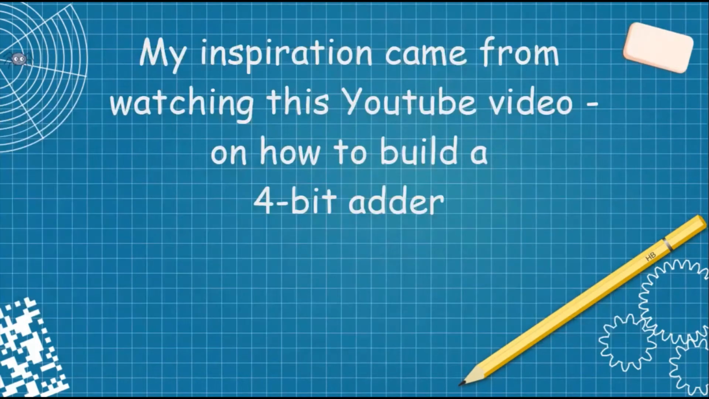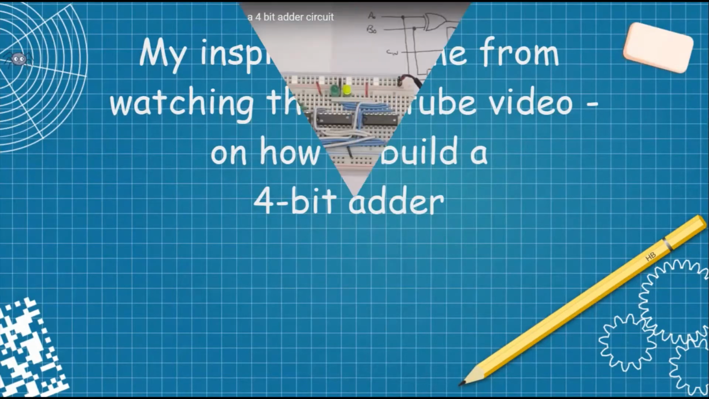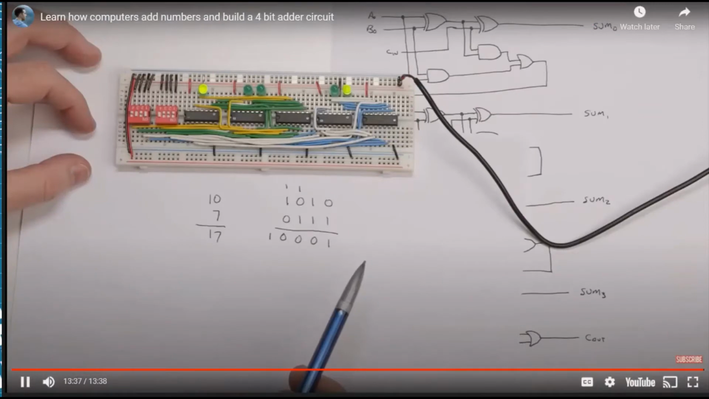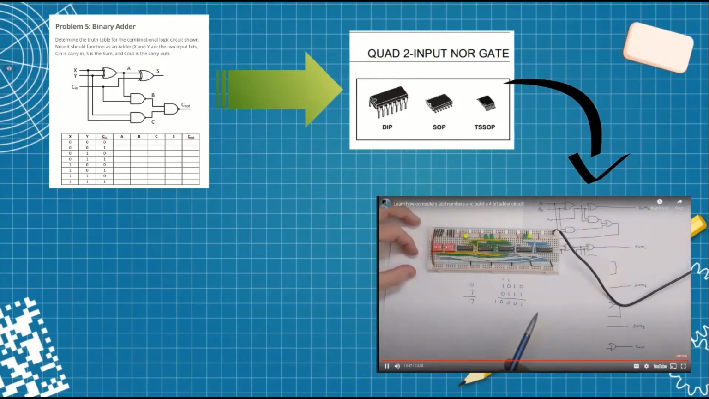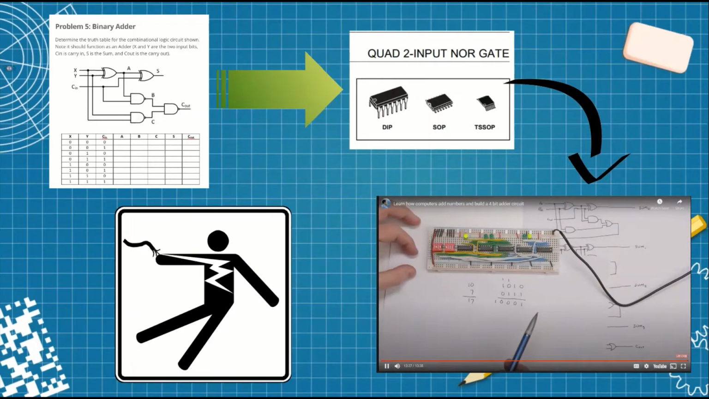So my inspiration for this video came from watching this YouTube video on how to build a 4-bit adder. This is Ben Eater building a 4-bit adder. It's a very cool video, but I can't do that. I'm always amazed that people can take a diagram like a binary adder, and then they go out, buy the parts, and then they build the thing. Well, I can't do that. I've tried, and I just get electrocuted. So I just don't do it.